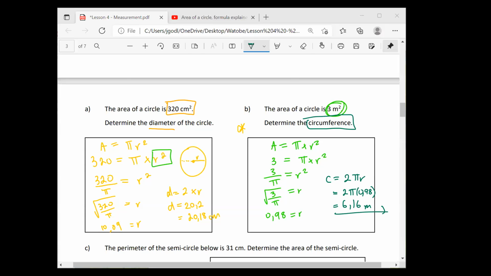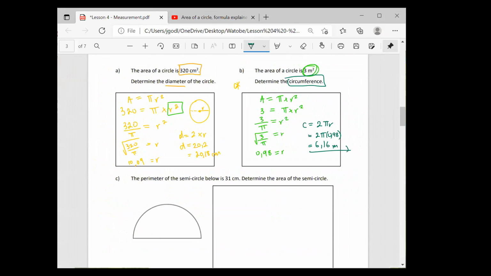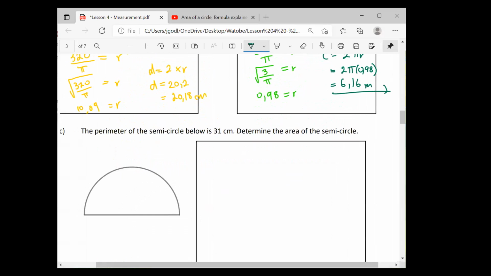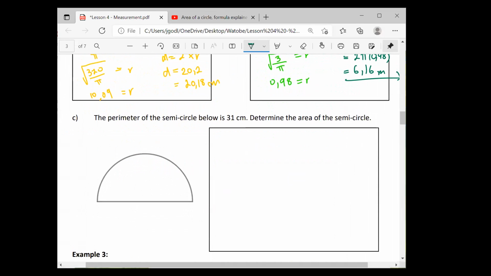All right. Let's see if anyone is able to do C for me and doesn't fall for my trap. Okay, so it's saying that the perimeter of the semicircle is 31 centimeters. Determine the area of the semicircle. Let's see how this goes.